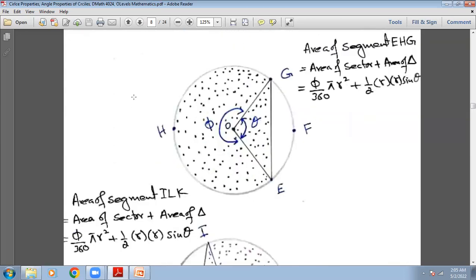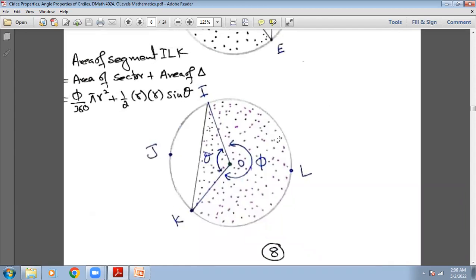So here is another example on the same concept. Here we have a chord EG, and that chord EG has divided that circle into two portions. This shaded one is the major segment. This unshaded is the minor segment. We want to find out the area of the major segment. If you want to find out the area of the major segment, then the procedure is simple. Find the area of this major sector and add the area of this triangle in it. So area of the sector plus the area of the triangle. So phi by 360 pi r square plus 1 by 2 into r into sine of theta.